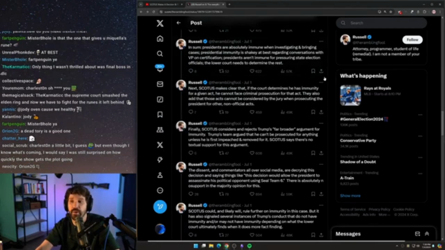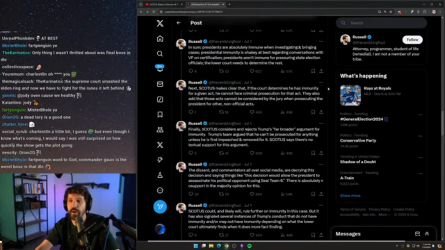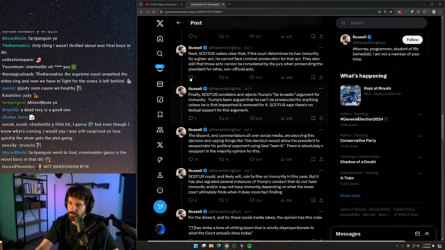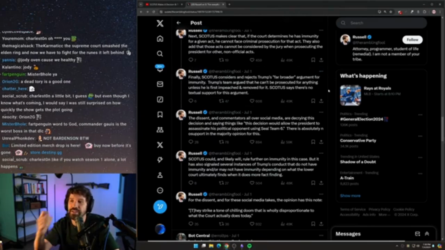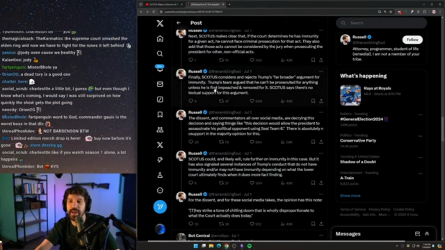They also add that those acts cannot be considered by the jury when prosecuting the president for other non-official acts or for anything. Finally, SCOTUS considers and rejects Trump's far broader argument for immunity. Trump's team argued that he can't be prosecuted for anything unless he is first impeached and removed for it. SCOTUS says there's no textual support for this argument.